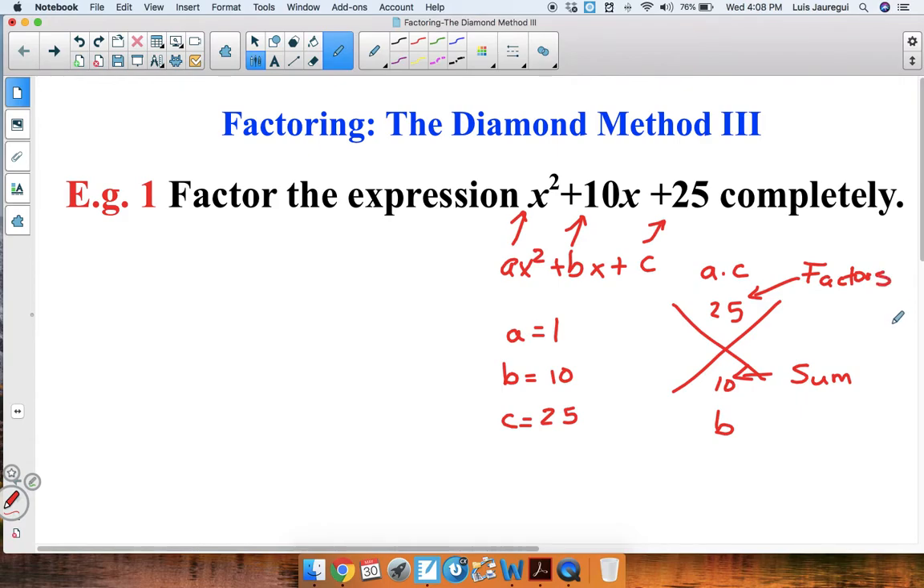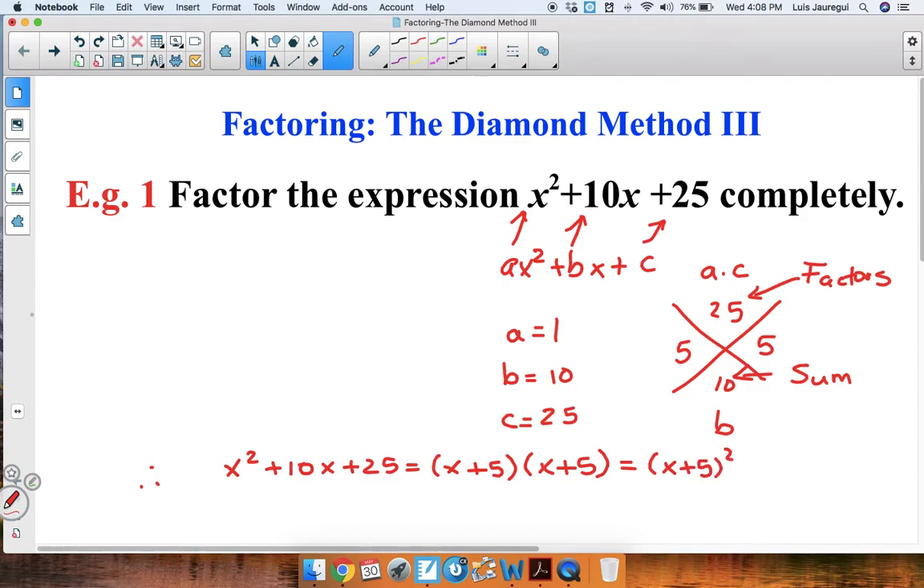And yes, you're absolutely right. Those factors happen to be 5 and 5, because 5 times 5 is 25, and 5 plus 5 gives you 10. So we can conclude the following. X squared plus 10x plus 25 is equal to x plus 5 times x plus 5. But using the properties of exponents, this can be rewritten as x plus 5 quantity squared.